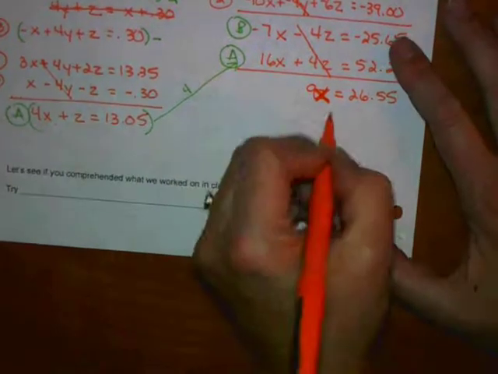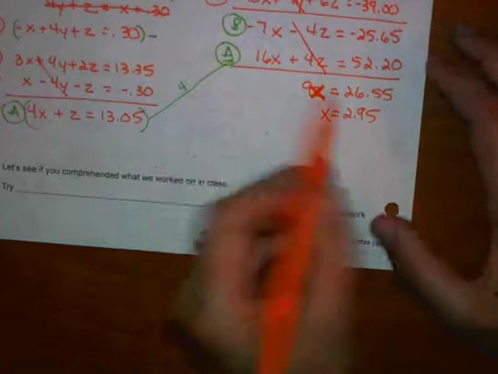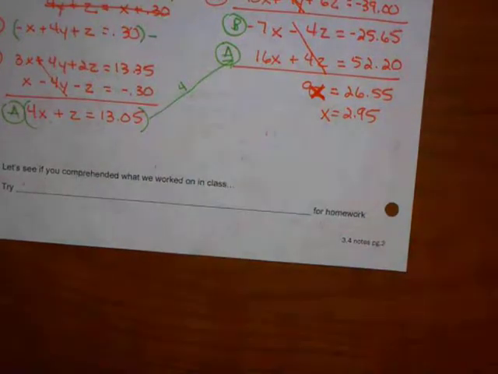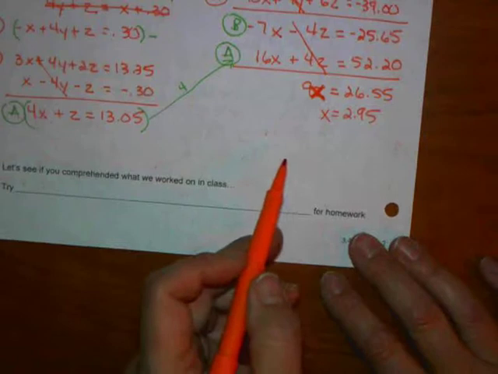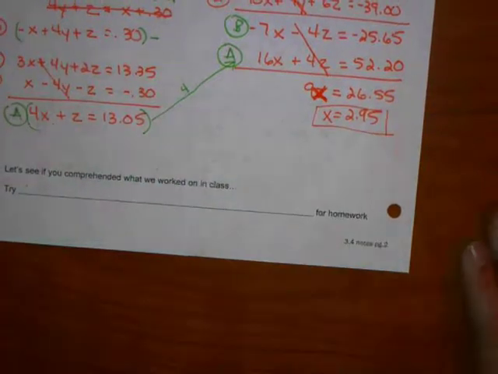And then when you divide, x should be 2.95, correct? Why is it 26.5? I don't know. I asked somebody to do it. Somebody check. Yeah, it's wrong. It's right. It's right. Zach had screwed up.